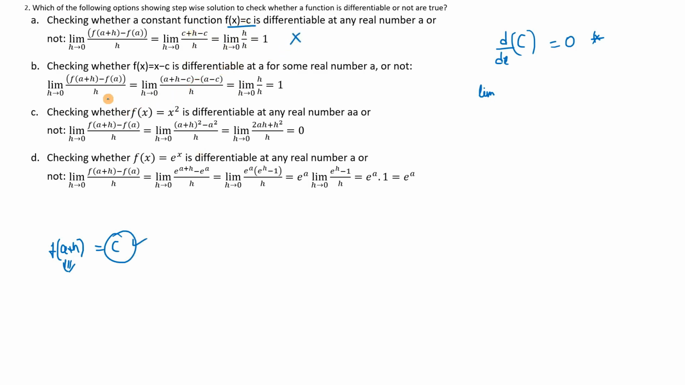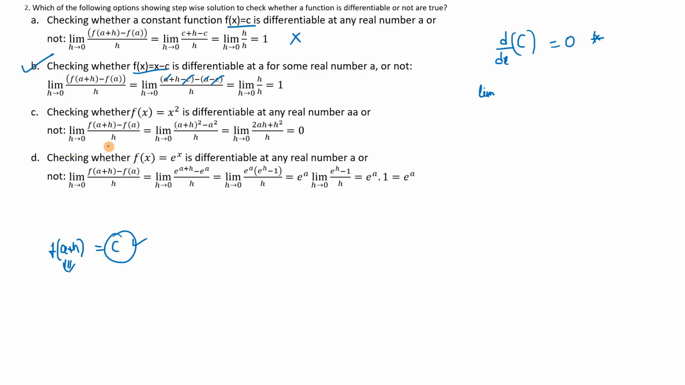For the second option, the given function is x minus c. Here, what will f of a plus h be? It is nothing but, in place of x, we substitute a plus h minus c, minus of a minus c. So here a and a cancel, and minus c and plus c cancel. What is remaining? h by h, so that is 1. So this option is true. What about the third option?